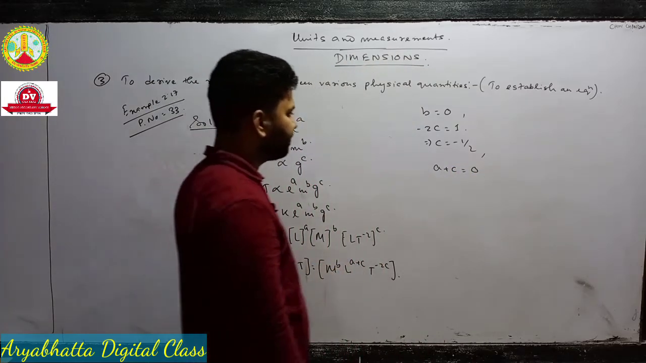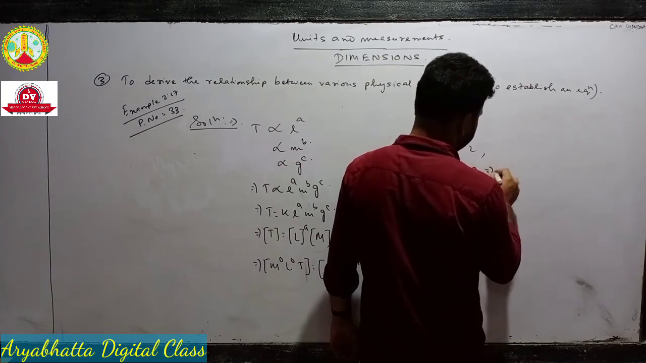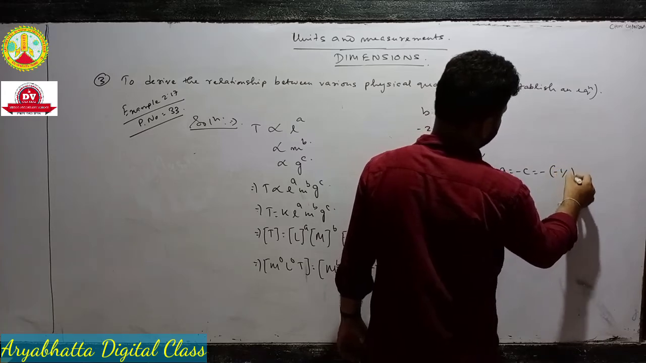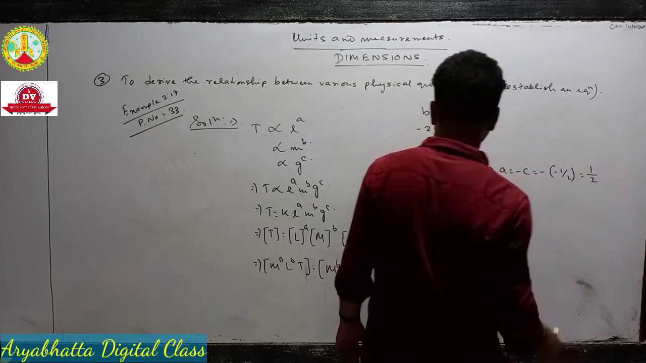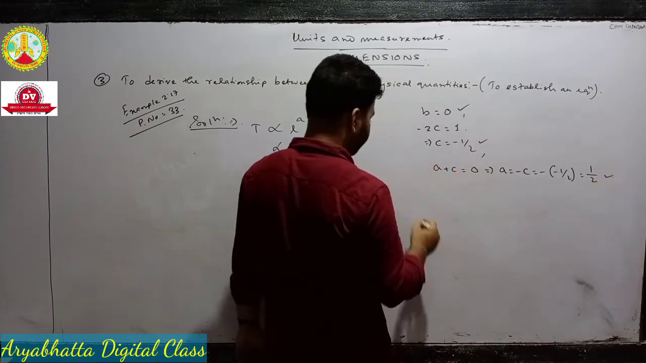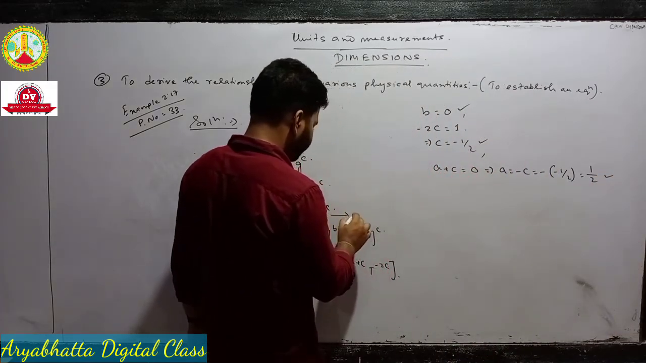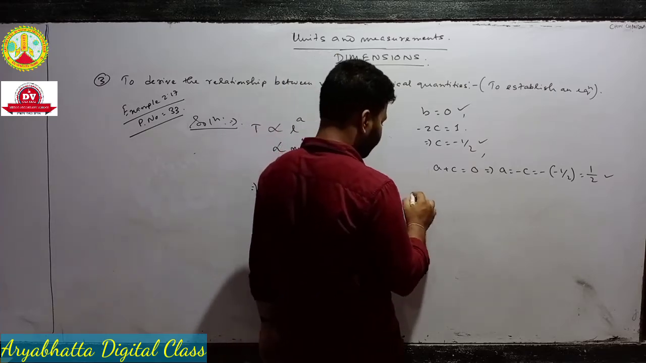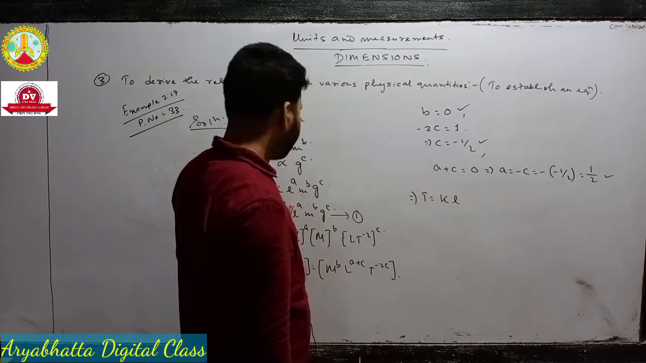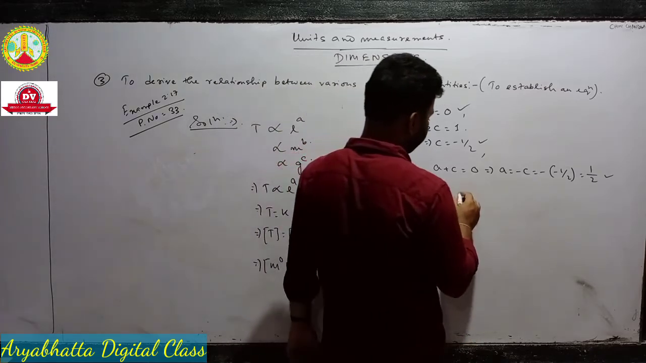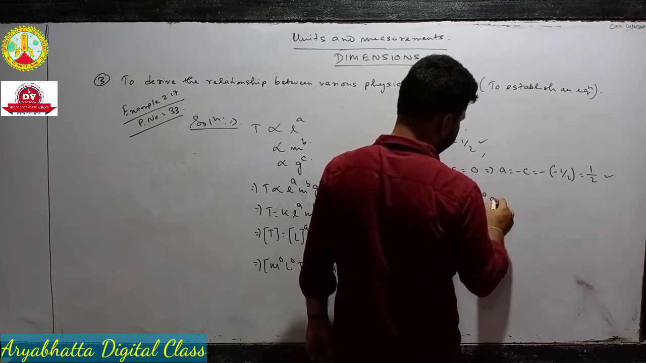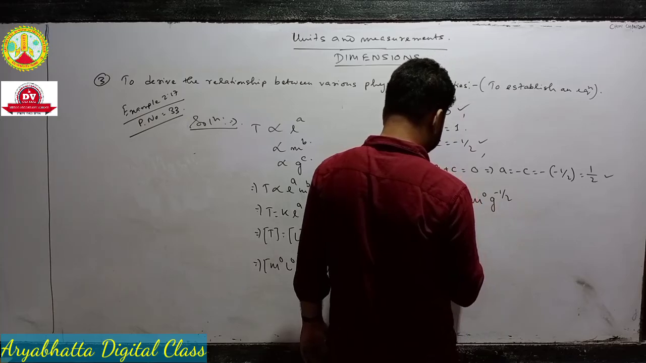The power of L is 0. From here a will be minus c, minus minus half is equal to plus half. So we got b is 0, c is minus half, a is plus half. So this is equation number 1. So equation number 1 implies T equal to K L to the power a, what is the value of a? Half. M to the power b means M to the power 0. g to the power minus half.